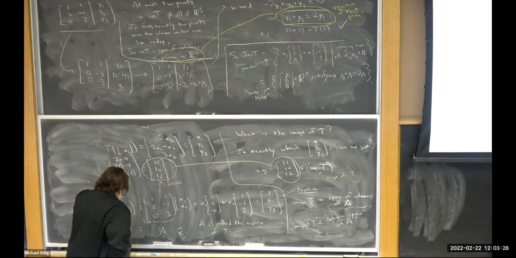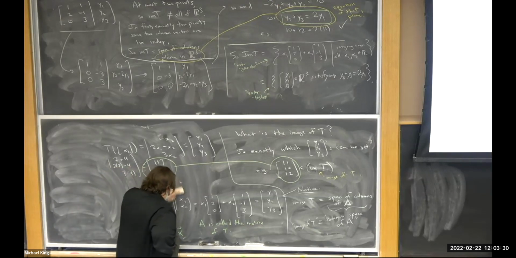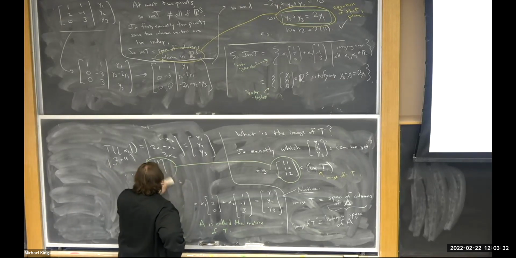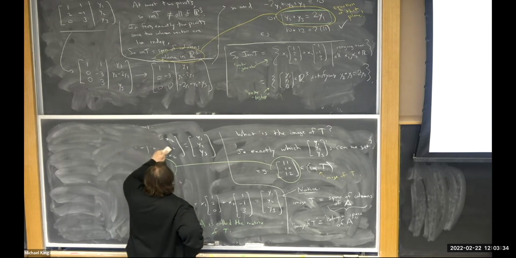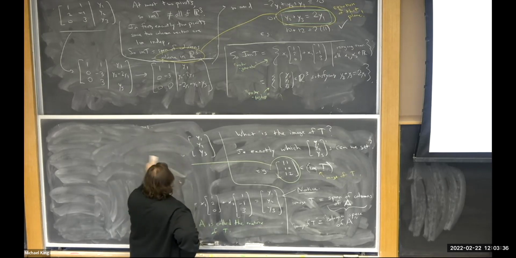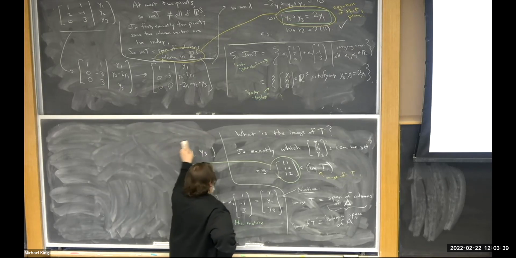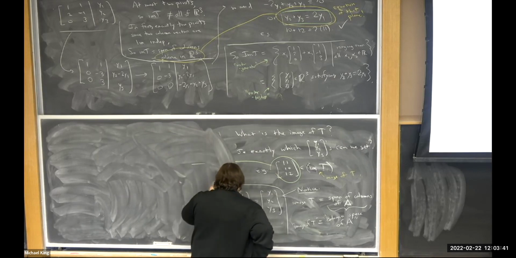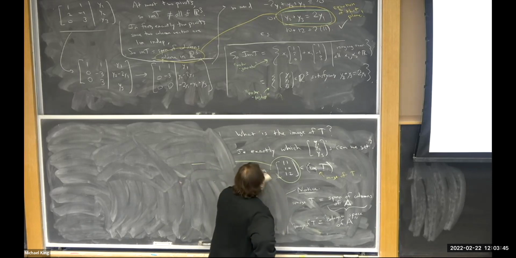So the other thing, and this is going to come up later, is this idea that if you plug in the I vector, you're going to get the first column of the matrix, and if you plug in the J vector, you're going to get the second column of the matrix. That's actually kind of cool, and it's going to turn out to be useful.